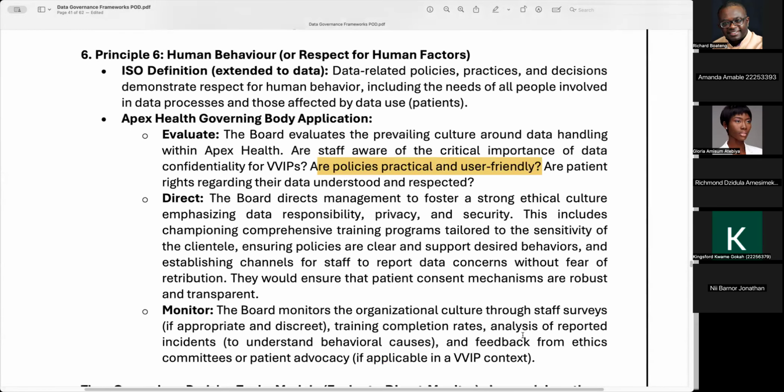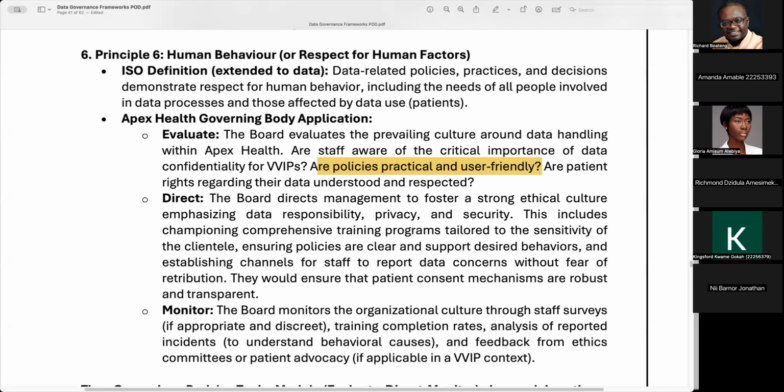This seems crucial for maintaining that culture of confidentiality. It really is. The board evaluates the prevailing organizational culture around data handling. Is staff awareness of the extreme sensitivity of VVIP confidentiality consistently high? Are the data handling policies practical and easy for staff to follow in their daily work? Are patient rights, especially concerning their data, being respected at all times?